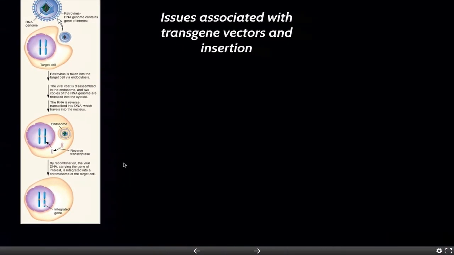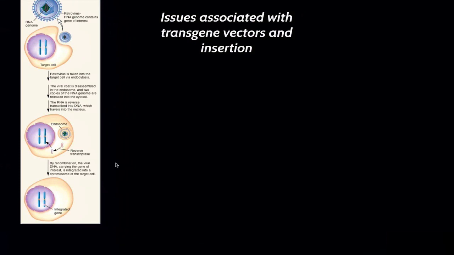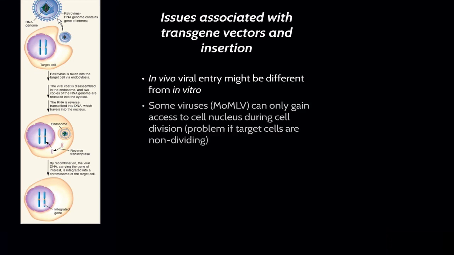Okay, so there were a lot of obstacles in those early studies, which included the fact that the Maloney murine leukemia virus did a really good job in vitro editing the genome of these hematopoietic stem cells, but was not nearly as efficient at doing it in vivo when they actually injected it into live patients.